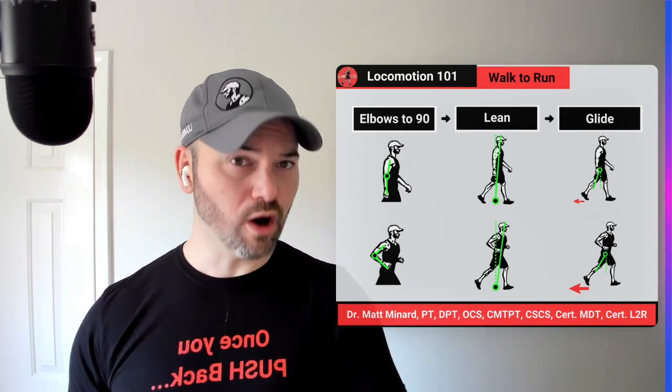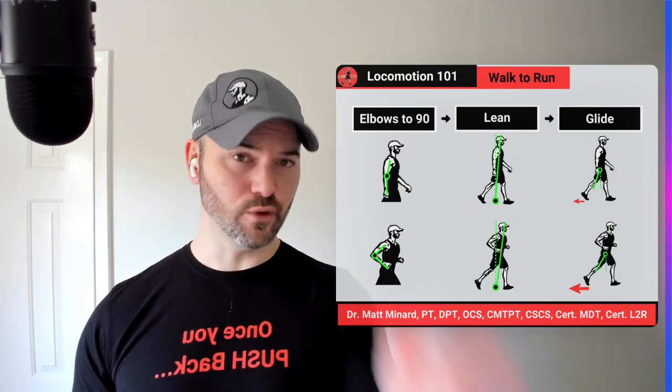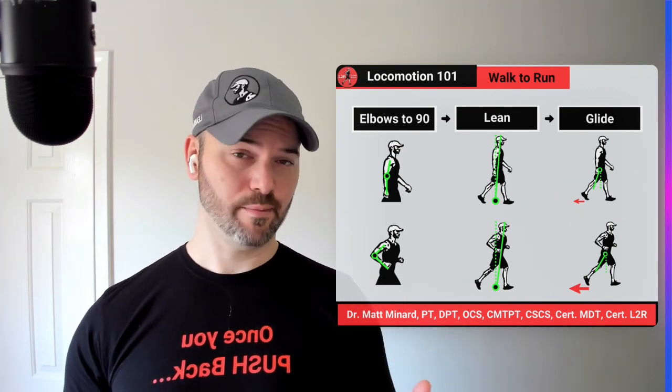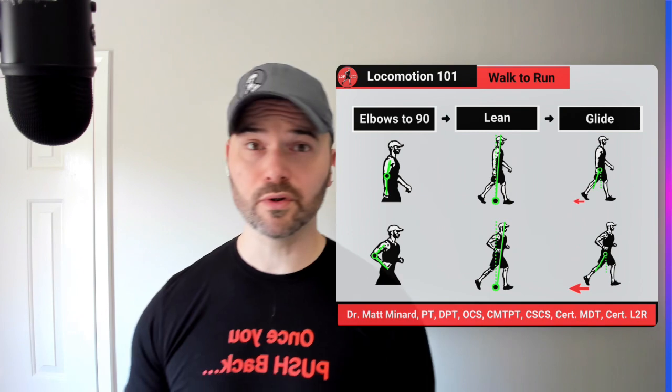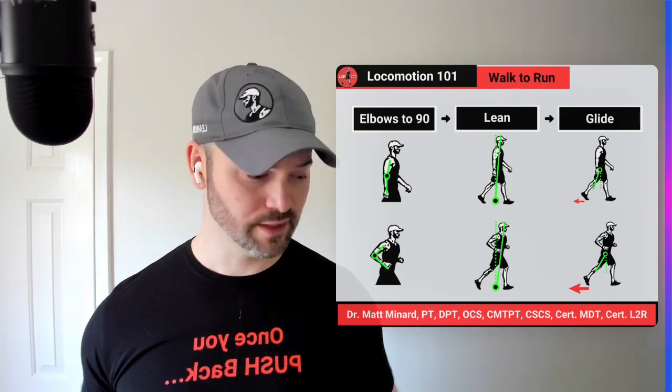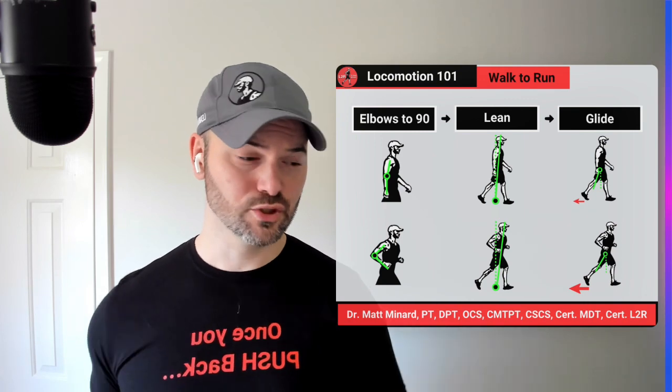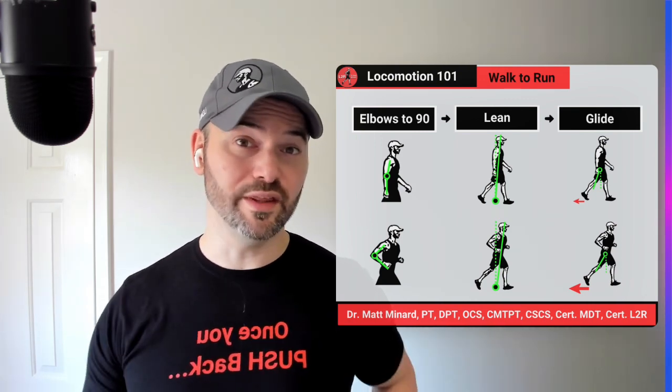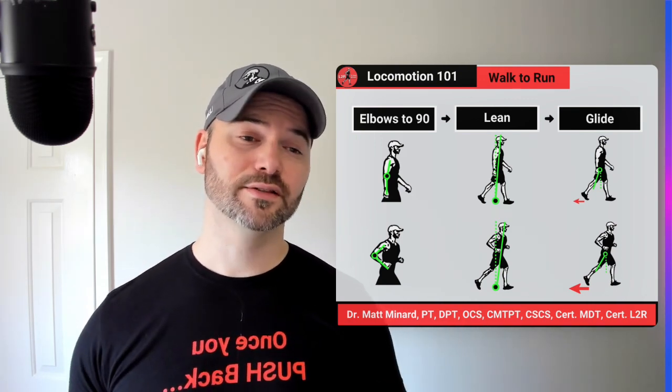So when going from walking to running, going forward, 3 things are going to happen. 1, the arms go from straight, moving forward and back reciprocally with the legs, to bending up to 90, which shortens the mass moment of inertia. That way the arms can continue to assist the legs.